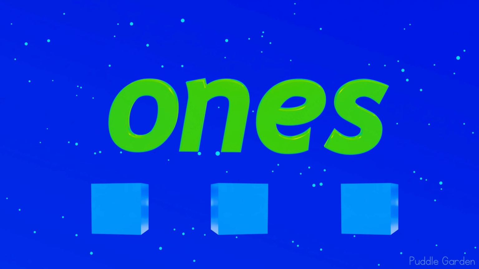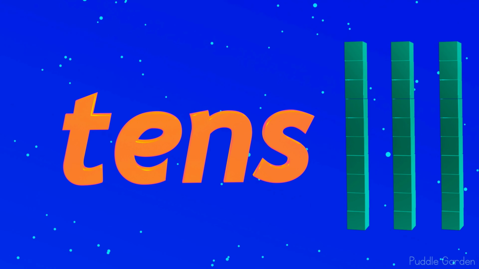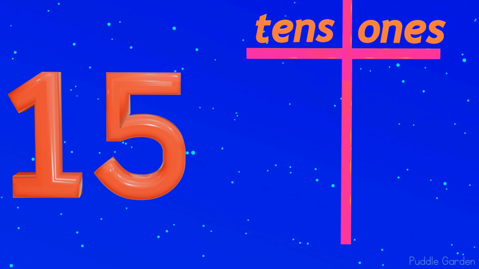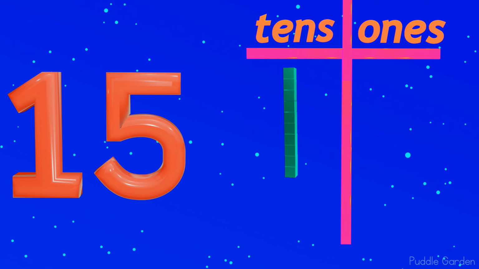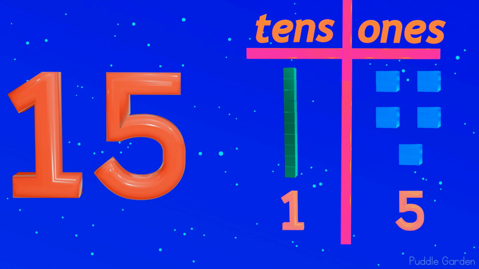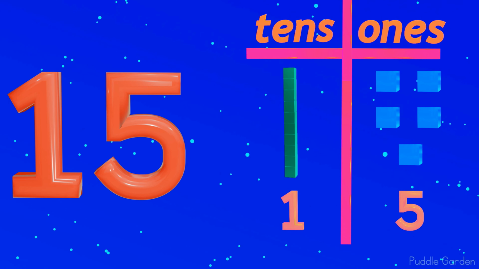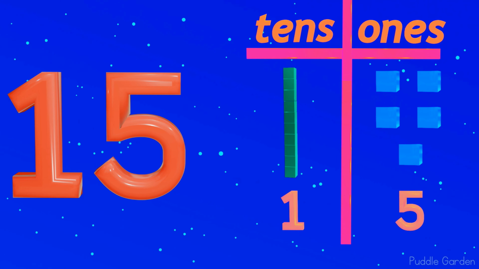have ones and we have tens when we're talking about place value. We're going to break down numbers using our number blocks. So our first number is 15. That means we have one 10 block and 5 ones, because 10 plus 5 equals 15. So we're putting them in their place values. That means there's one 10 and 5 ones.